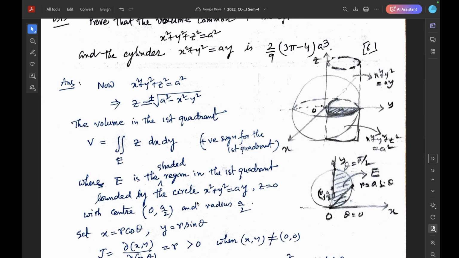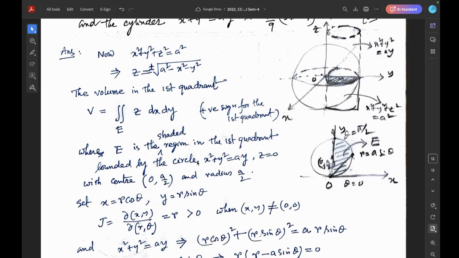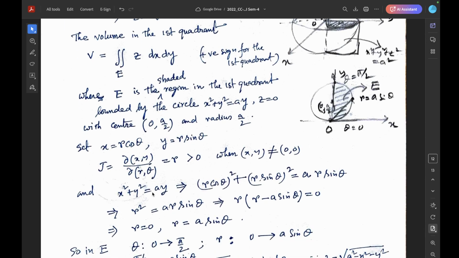E is bounded by the circle x² + y² = ay, with z = 0 because this circle lies in the xy plane. This shaded portion is E. The center of this circle is (0, a/2) and the radius is a/2. Changing to polar coordinates, x = r cos θ, y = r sin θ, and the Jacobian J = r, when (x, y) is not (0, 0), and x² + y² = ay.